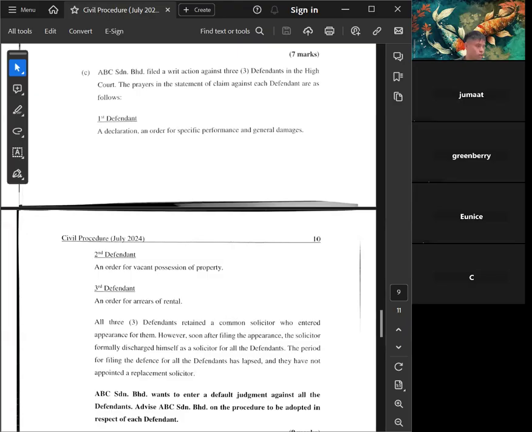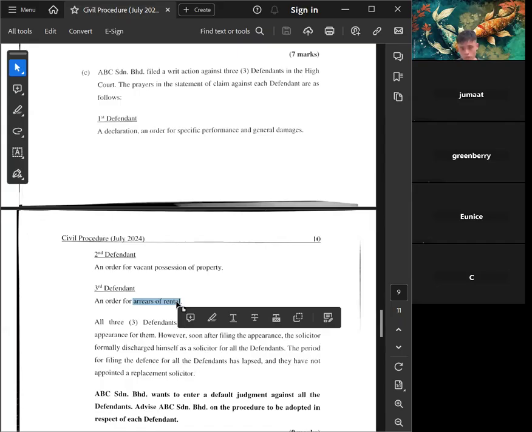This can be entered under Order 13 Rule 4. Now, arrears of rental on the third defendant. This one is quite easy because it is liquidated damages. So under Order 13 Rule 1, this can be entered against the third defendant. And you may close your answer and move to the next question.